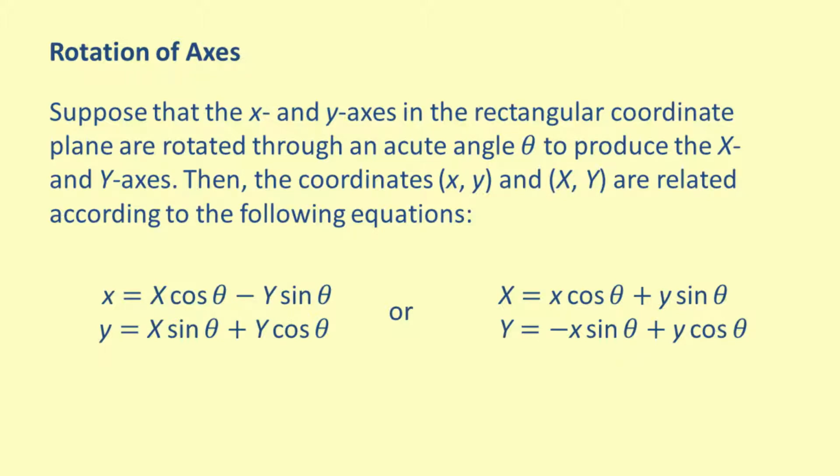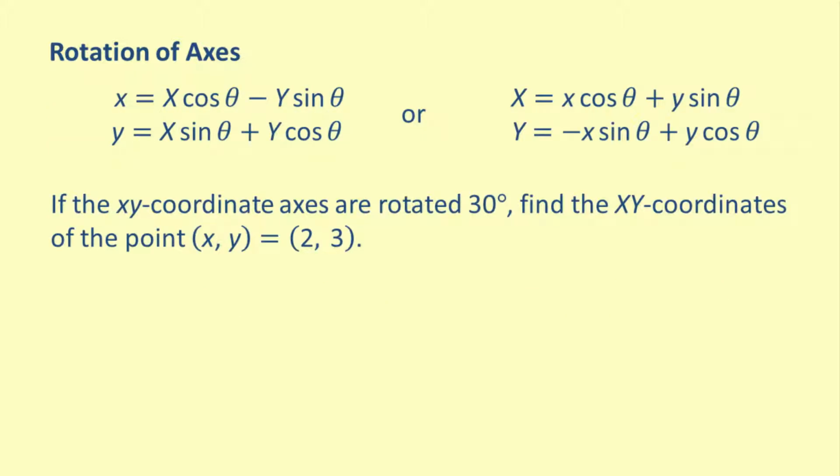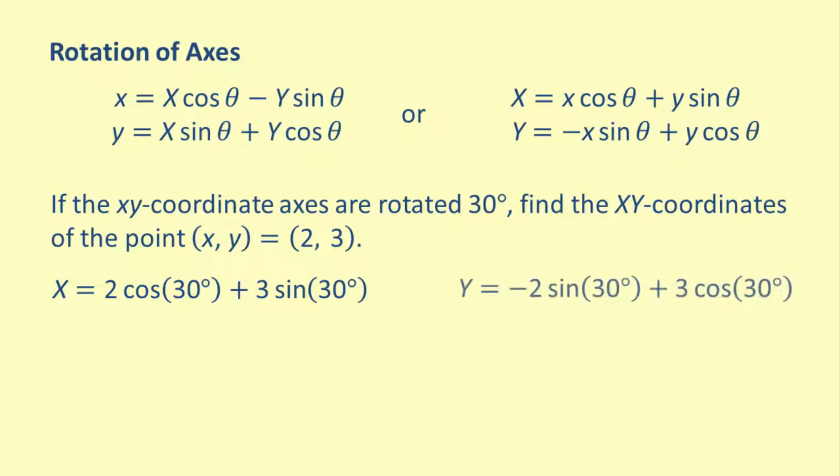Now, let's try an example. If the xy coordinate axes are rotated 30 degrees, find the capital XY coordinates of the point (x, y) equals (2, 3). Start with the rotation formulas. Let x equal 2, y equal 3, and theta equal 30 degrees. So, we have capital X equals 2 times cosine of 30 degrees plus 3 times the sine of 30 degrees. And capital Y equals negative 2 times sine of 30 degrees plus 3 times cosine of 30 degrees.